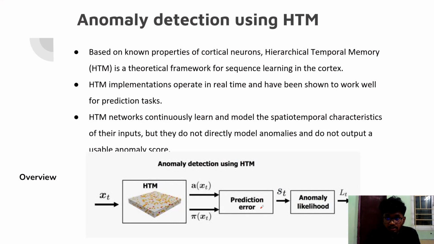HTM is hierarchical temporal memory. Based on known properties of cortical neurons, HTM is a theoretical framework for sequence learning in the cortex. HTM implementations operate in real time and have been shown to work well for prediction tasks. HTM networks continuously learn and model the spatio-temporal characteristics of their inputs, but they do not directly model anomalies and do not output a usable anomaly score. So this is the picture which depicts the overview of anomaly detection using an HTM.